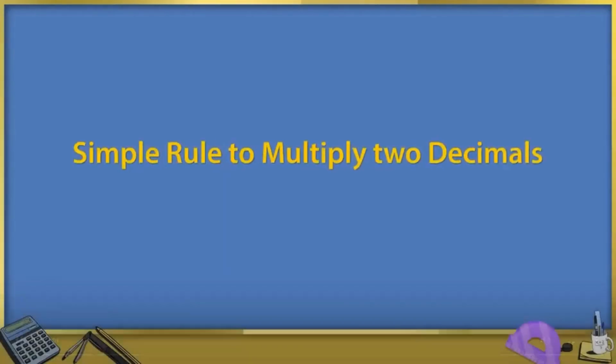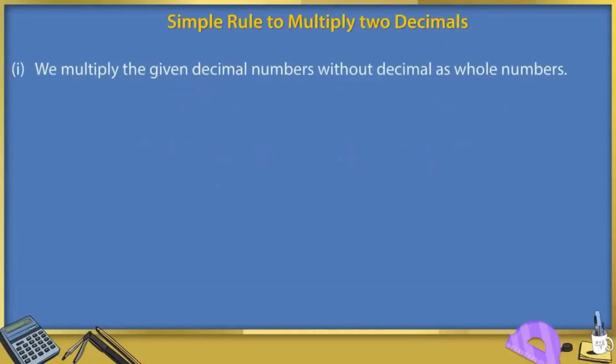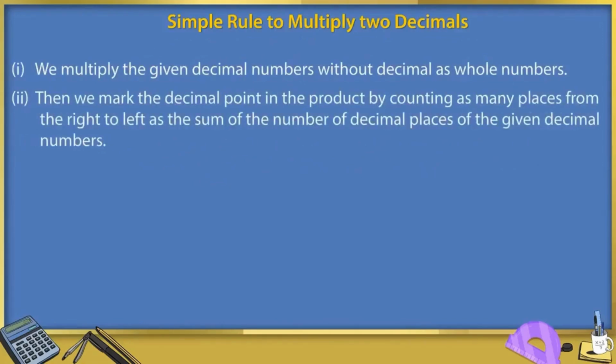Simple rule to multiply two decimals. 1. We multiply the given decimal numbers without decimal as whole numbers. 2. Then we mark the decimal point in the product by counting as many places from the right to left as the sum of the number of decimal places of the given decimal numbers.